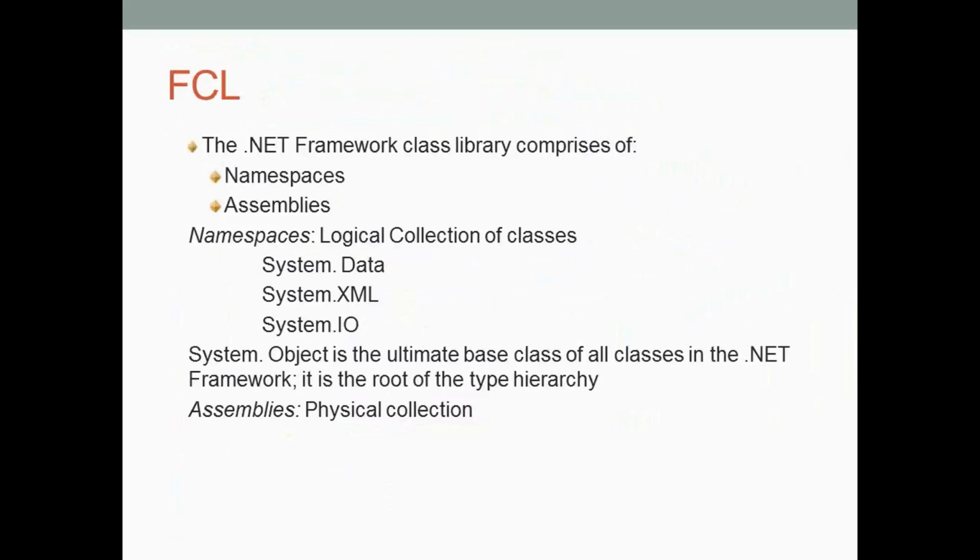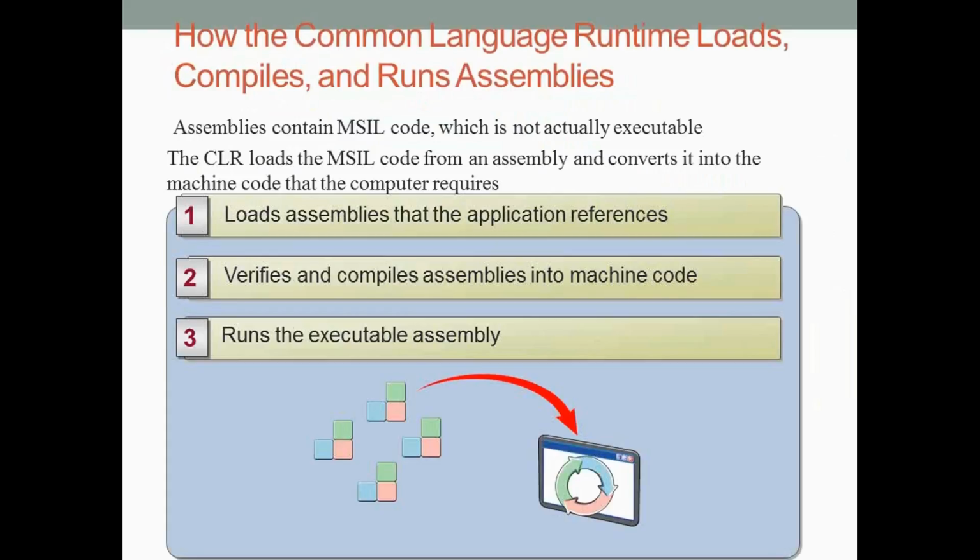It is the root of the type hierarchy, and an assembly is a physical collection of the classes which we have created. So how does the common language runtime load, compile, and run the assembly? The assembly contains MSIL code, which is not actually executable, as we have already discussed, because when the compiler compiles the source code, it creates MSIL for it, and this MSIL cannot be executed directly.